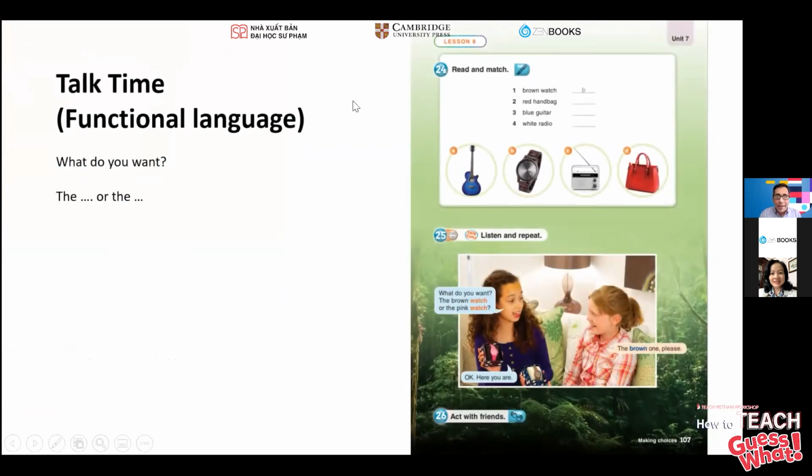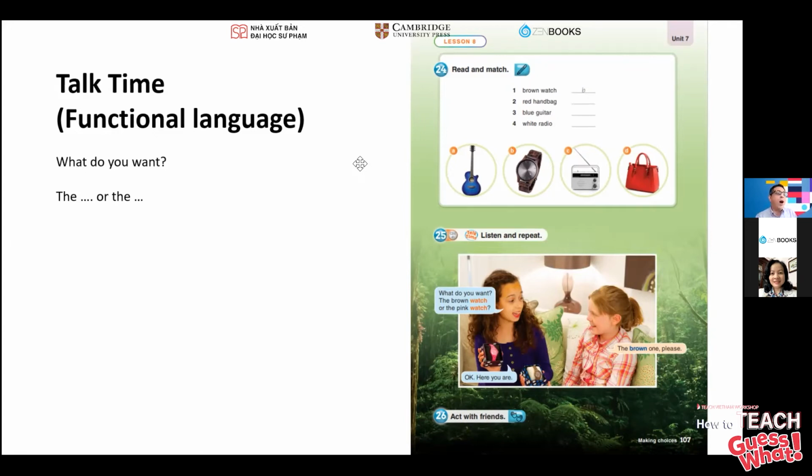Then the next lesson, which I should say is lesson 8, it's what I like to call talk time, but this is the functional language. This is where we can bring it all together and we can learn more functional language for the real world. And here it's about choices. So we're learning the structure, what do you want, but we're also getting used to or. Or can be very tricky for students.